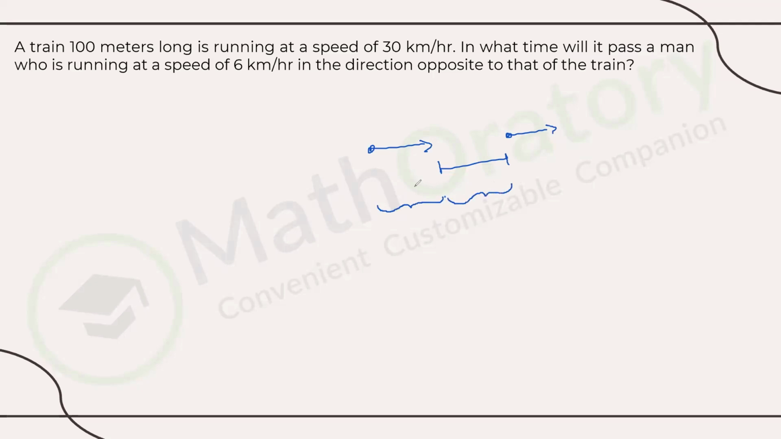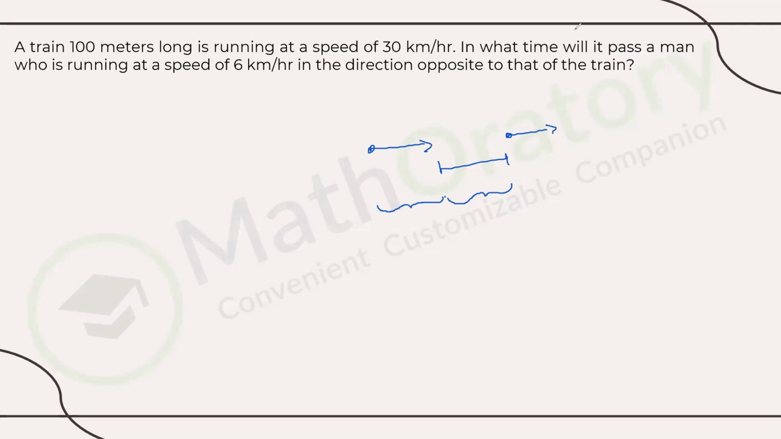So essentially, whenever one object is crossing or passing another object, the distance that needs to be covered would be the sum of the lengths of the two objects. As simple as that. So if this is a train and this is a platform, then the distance that the train needs to cover to cross this platform would be the sum of the lengths of the two objects. That is the length of the train plus the length of the platform.